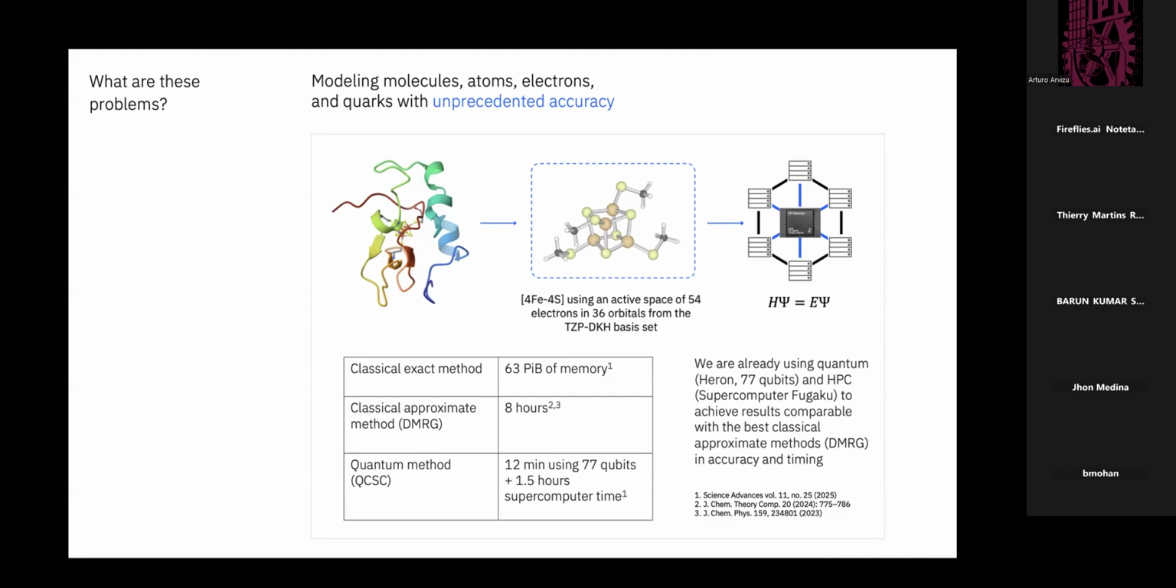And we were able to compete with some of the best approximate classical methods. This problem is out of the ability of any supercomputer to do exactly, but we have approximate methods such as density matrix renormalization group theory, which allows you to use tensor networks to do a pretty good approximation. But even then, that takes 8 hours for that tensor network to do it. You can't represent it classically because it would take 63 petabytes of memory. That's bigger than anything we have out there, I think. Yeah, it's written down there.